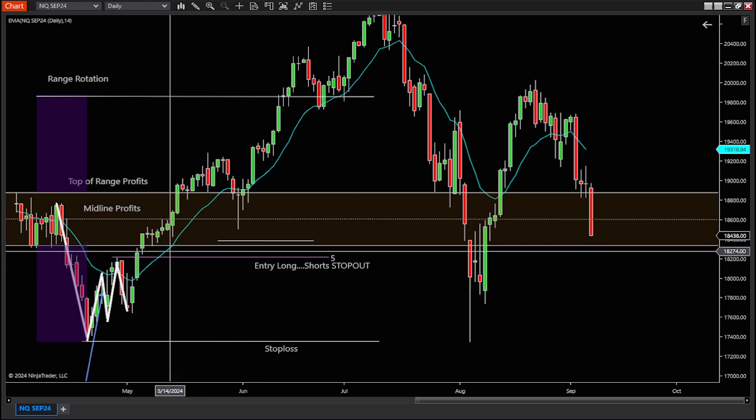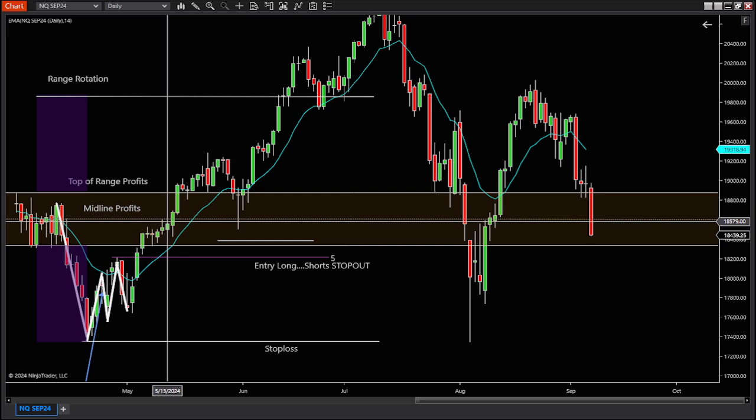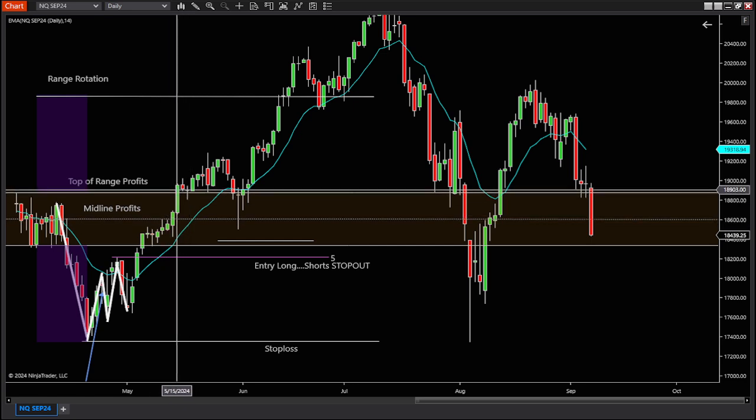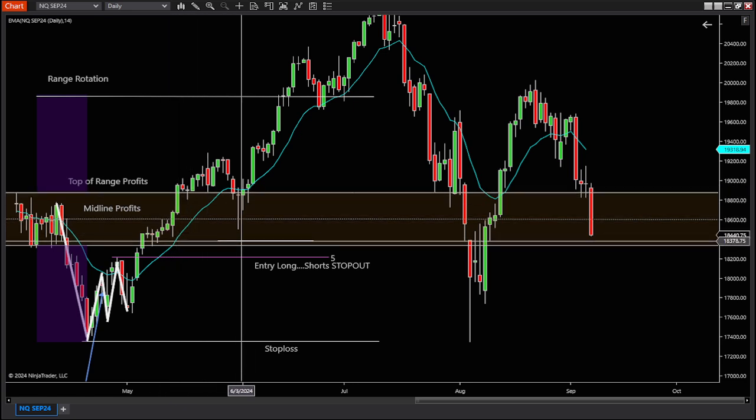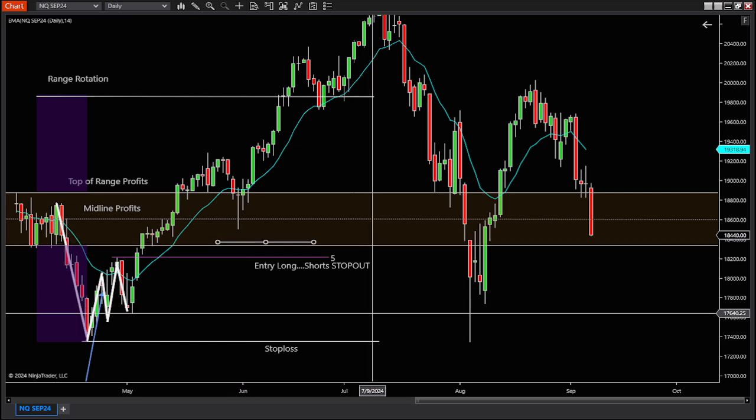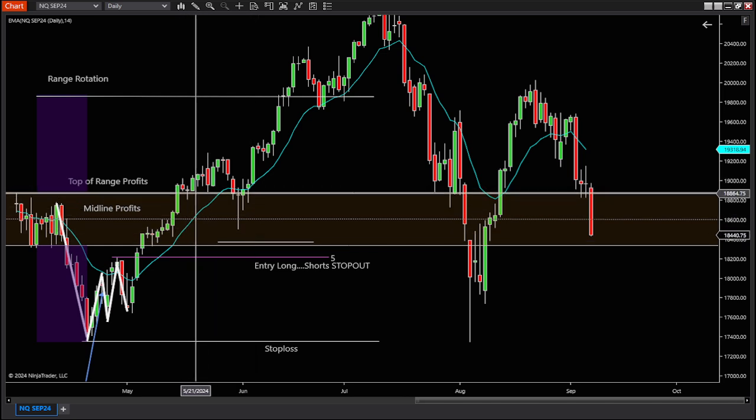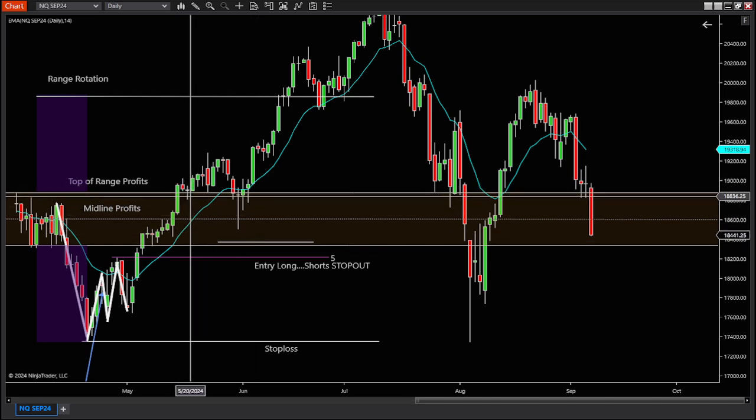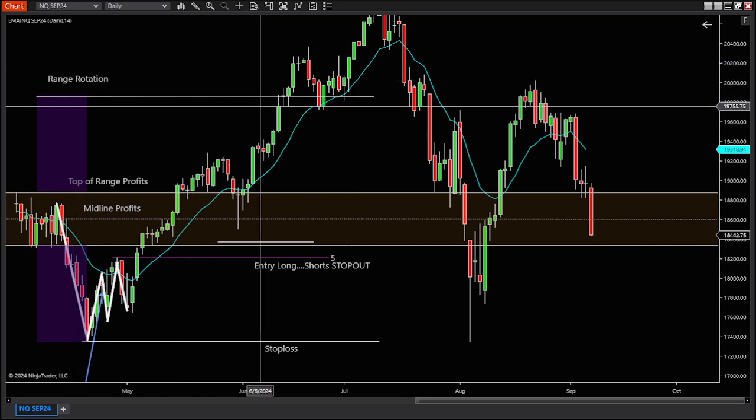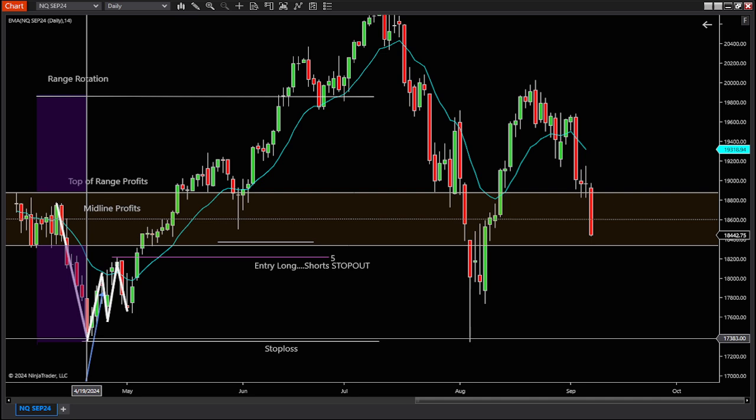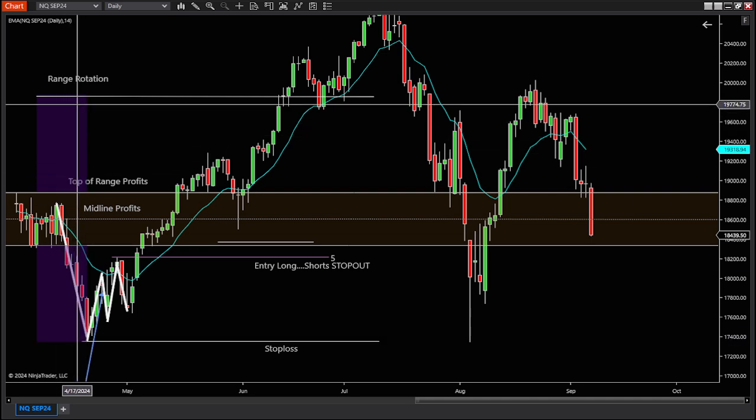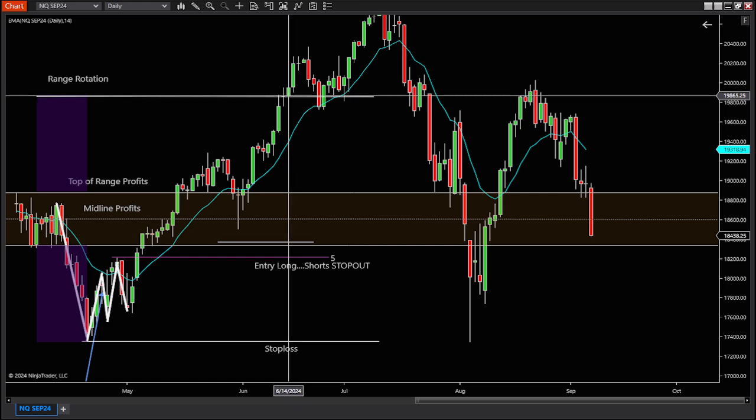And for the stop loss, once we break into the range, break the midline, stay above the midline, and reach the top of the range, I move my stop loss to the bottom of the range. That's only for runners, because remember, I'm taking the majority of my profit off here. Next target is going to be the range rotation. Measure the move below the range, copy and paste it above the range. That gives us a range rotation. There you go, you got more profits here.